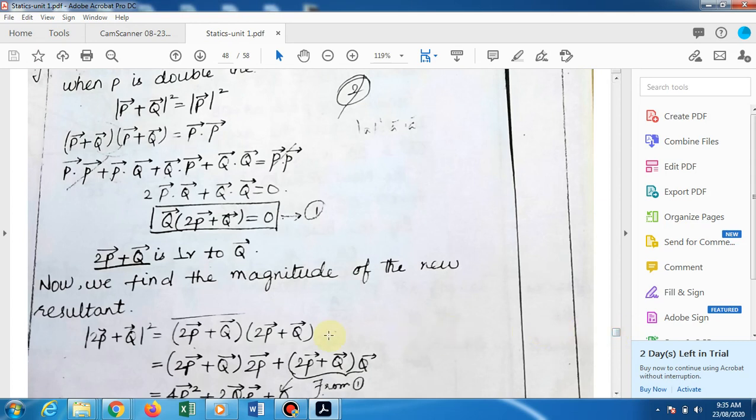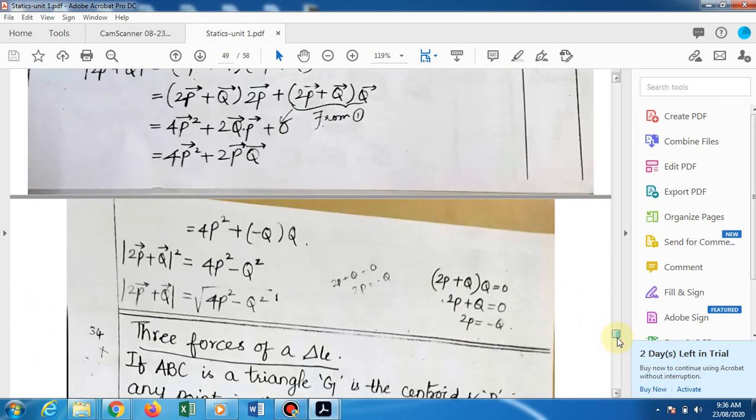You will get this one. Taking Q as common, you will get 2P plus Q dot Q is equal to 0. Therefore 2P plus Q is perpendicular to Q. Now we have to find the magnitude of the new resultant. What new resultant do we have? This one, 2P plus Q, which is perpendicular to Q. So modulus of 2P plus Q vector the whole square is equal to 2P plus Q into 2P plus Q. You multiply this, you know how to solve that, and you will get this answer.